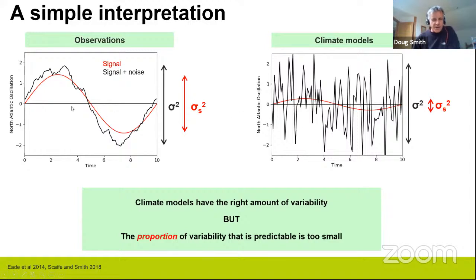So if this is what it looks like in the observations, with a large predictable component compared to the total variability, in the model simulations it actually looks much more like the plot on the right, where we have a very small predictable signal compared to the total variability. Now, it's important to note that the total variability, sigma squared, is the same in both the observations and these model simulations, but it's the fraction of this variability that's predictable that is too small in the model simulations.